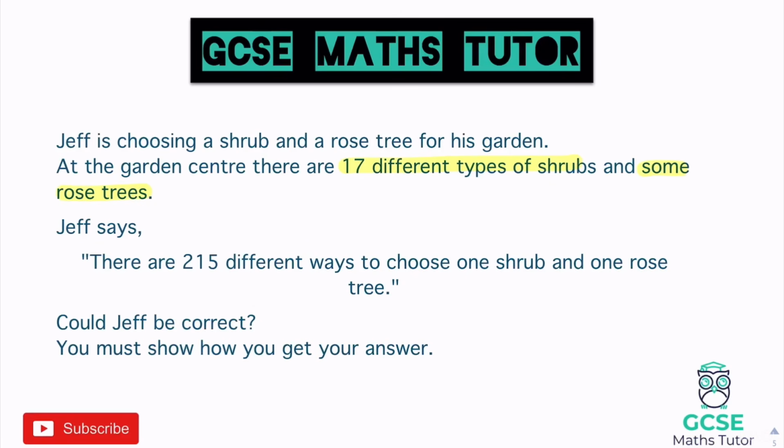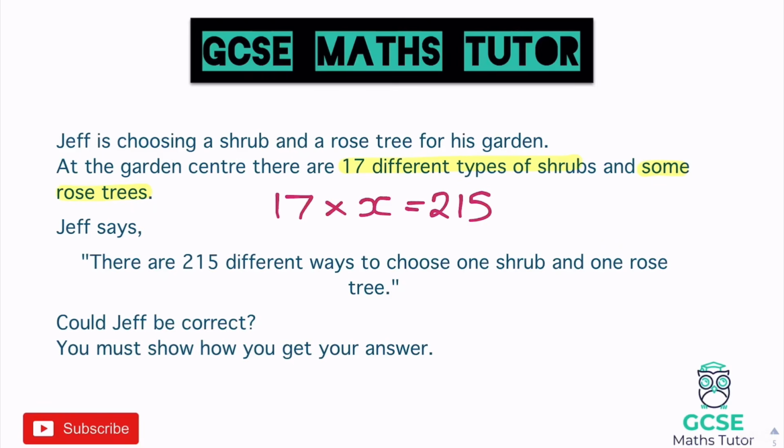Now if we knew how many rose trees there were, we would do 17 and multiply it by that number. Let's call that number x. So 17 times x, whatever that would be, and that would give us the answer 215 if Jeff is correct here. Basically all we need to figure out is whether there is a number that you can times 17 by to get 215. If there is, then obviously Jeff can be correct. If there isn't, then he can't be correct.